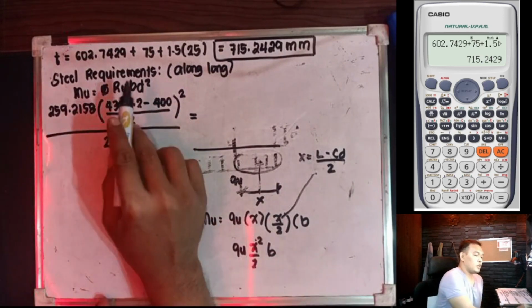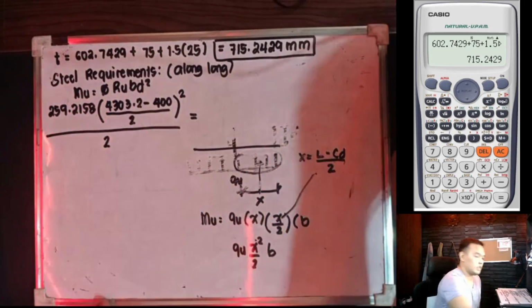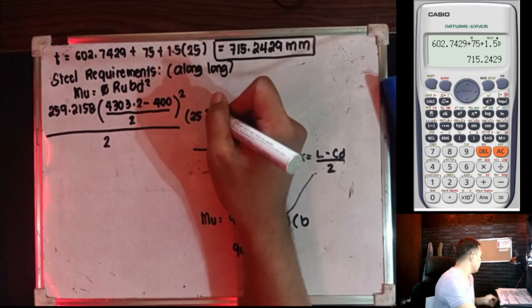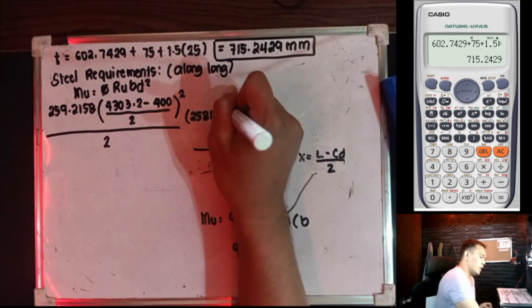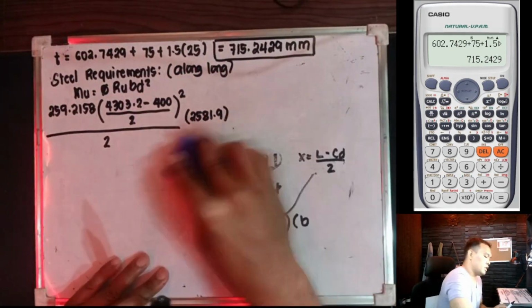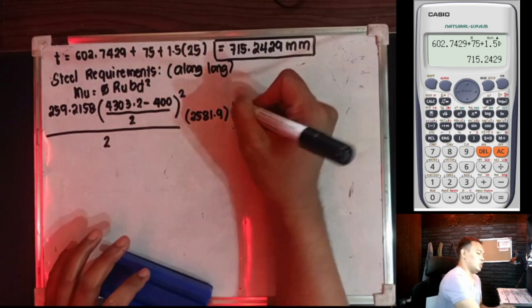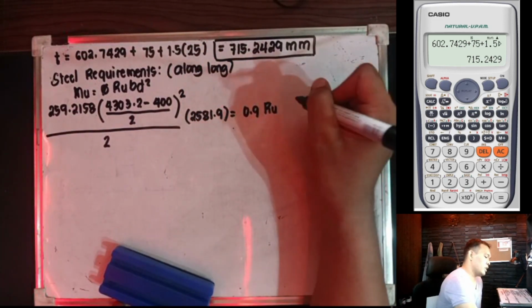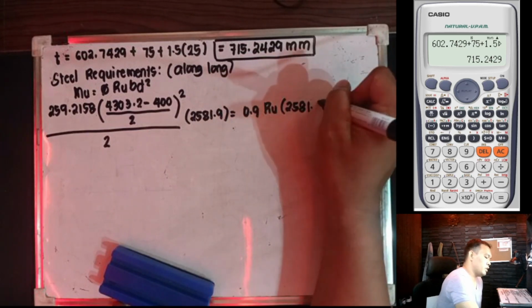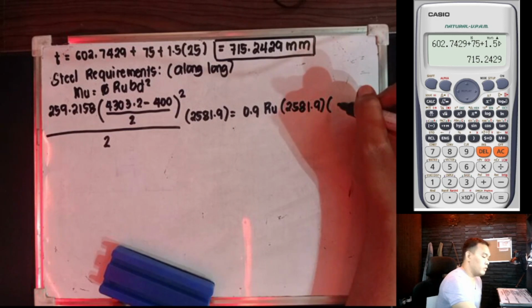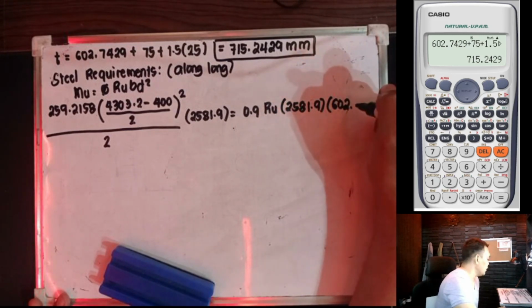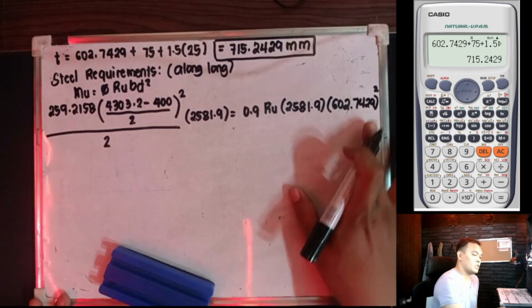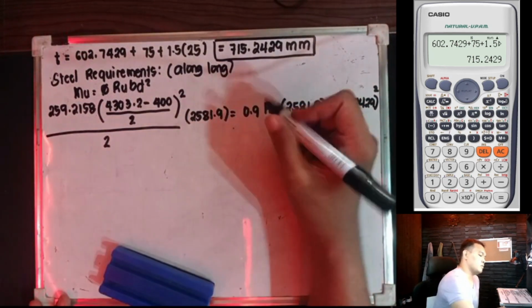The B here and the B here are the same, so I can cancel them out, but for the sake of helping you identify, I'll just write it. So we have here B, which is equivalent to 2581.9, equals phi, which is 0.9 for bending, then RU, which is unknown, what we're looking for, B is equivalent to 2581.9 times D, which is our effective depth, 602.7429 squared, times our conversion factor, which is 1,000. So I can write the 1,000 here, but it can also go here. So, 1,000.